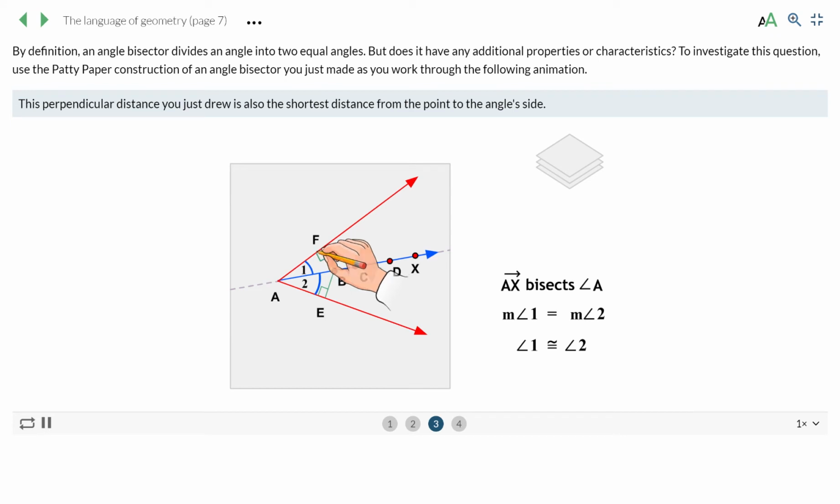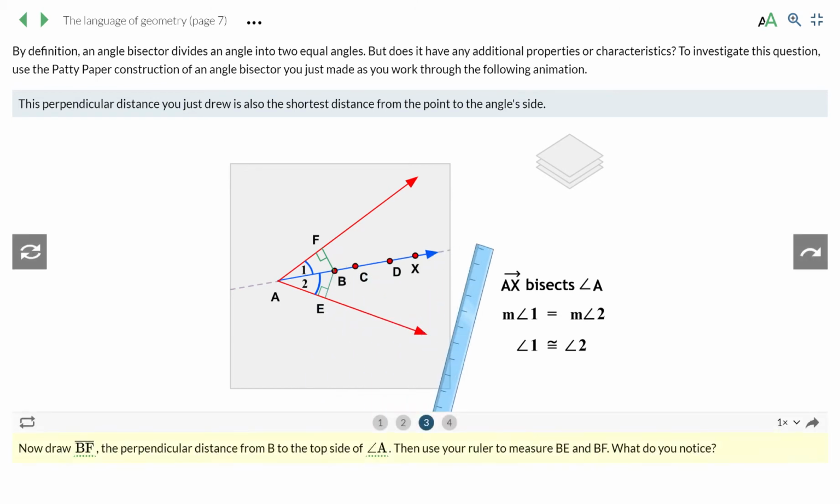And I want you to note that this perpendicular distance that they just drew is also the shortest distance from the point to the angle side. So that's why they want to create that right angle, because it's the shortest distance from that point to the angle side. And now they just did the same thing on the other side by connecting point B to point F.